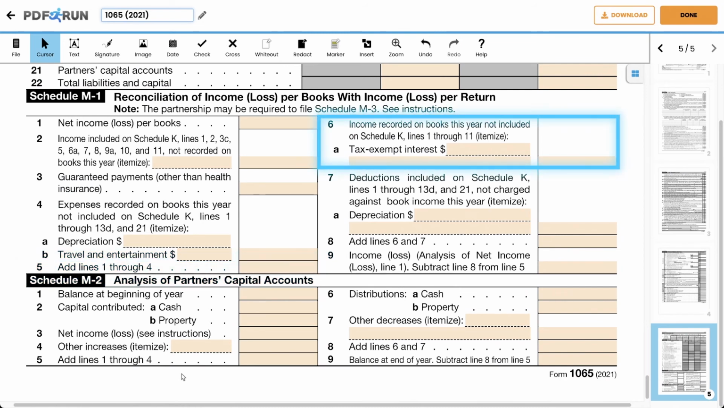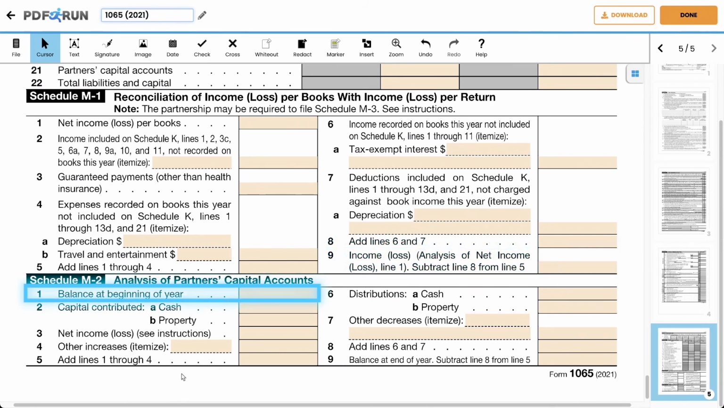Line 6. Enter the amount of income not recorded on the books this year not included on Schedule K, lines 1 through 11. Make sure to itemize them. Line 6A. Enter the amount of tax-exempt interest. Line 7. Enter the amount of deductions included on Schedule K, lines 1 through 13D, and 21, not charged against book income this year. Make sure to itemize them. Line 7A. Enter the amount of depreciation. Line 8. Add lines 6 and 7 and enter the sum. Line 9. Subtract line 8 from line 5 and enter the difference.